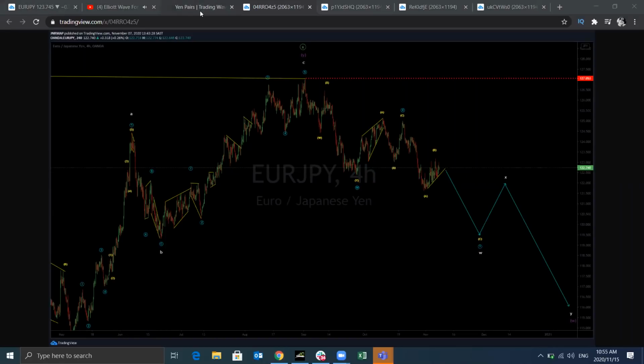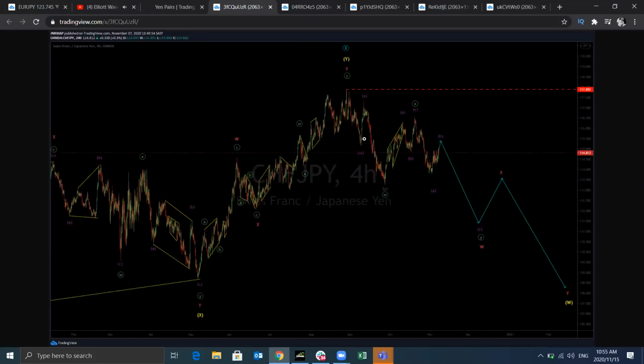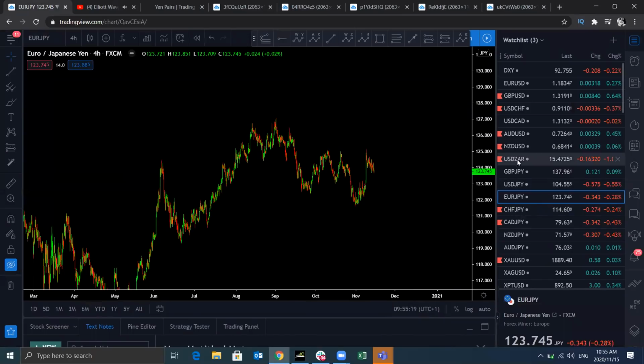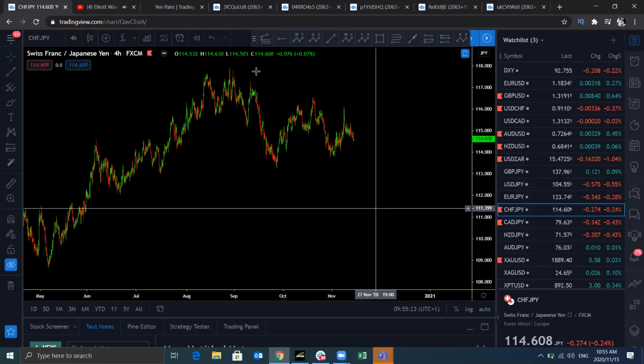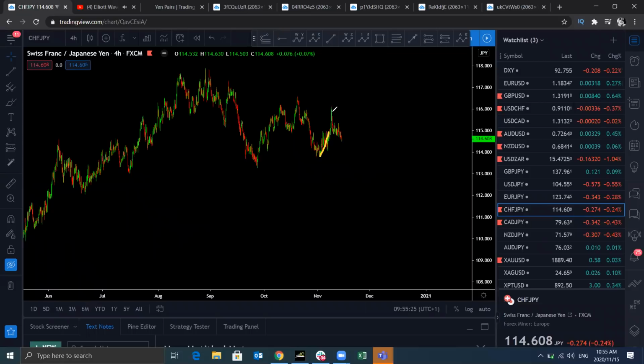Right. The next one is euro chief yen. Chief yen, the same thing. We expected chief yen to just pull back and continue to the downside. And this one has played out as expected. Let's have a look at chief yen. As you can see, the pullback, although it became deeper than expected, now we're dropping as expected. So we're looking for this one to continue to the downside.